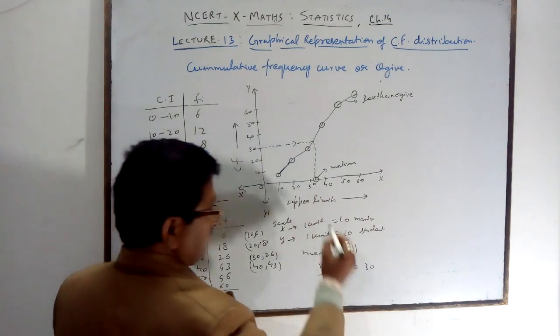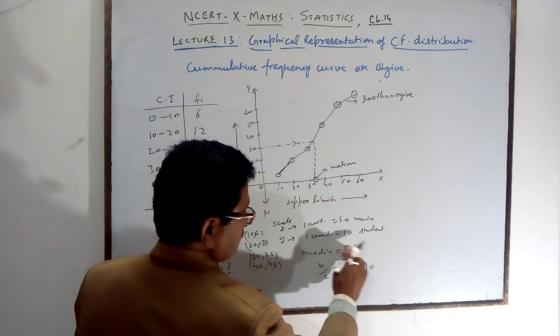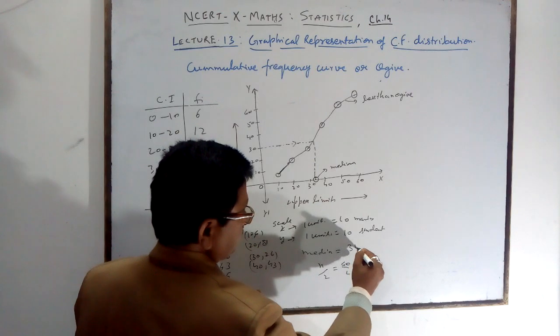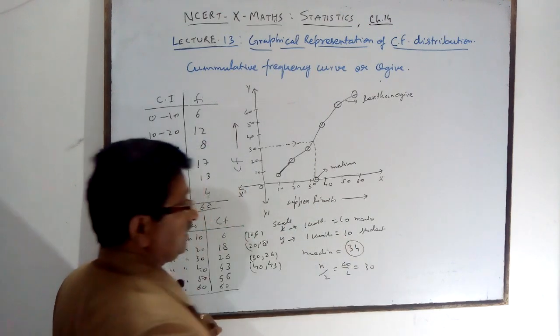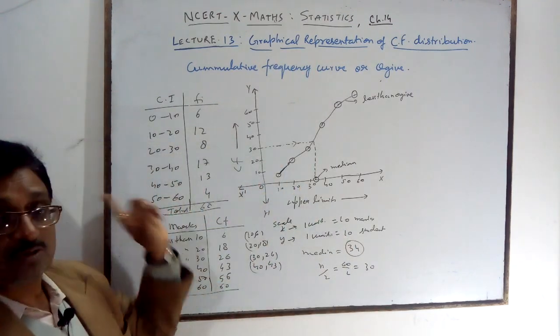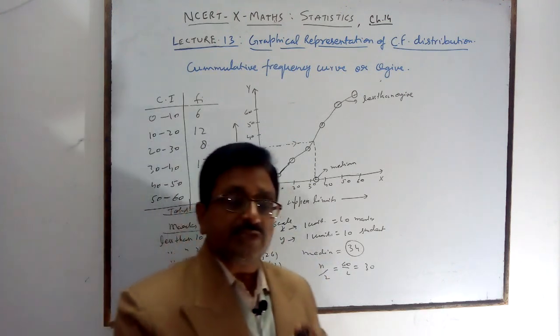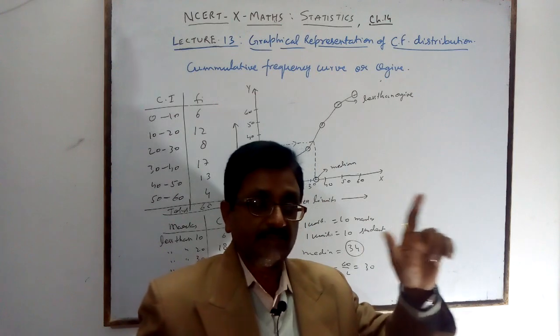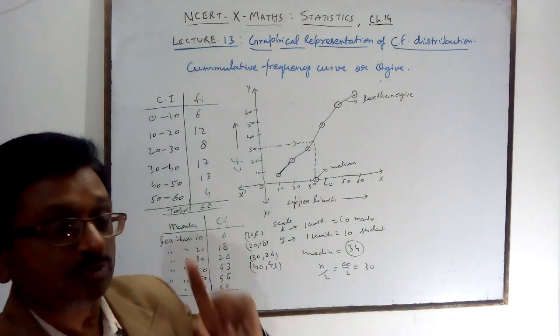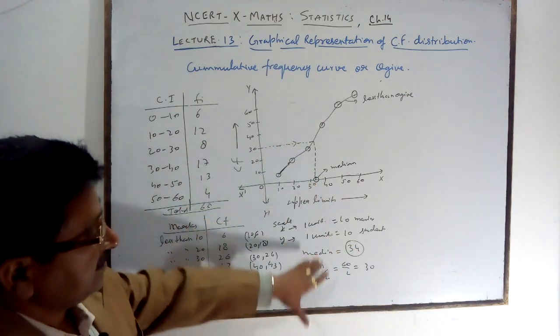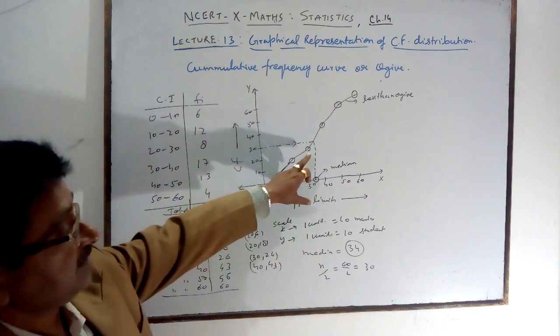It is maybe 34 or 35. Suppose I am taking 34. It is your median by the graph. When you calculate it, you will get near this. Without cumulative frequency, without the formula L plus (N by 2 minus CF) upon F into H, you can get the median directly by less than ogive.